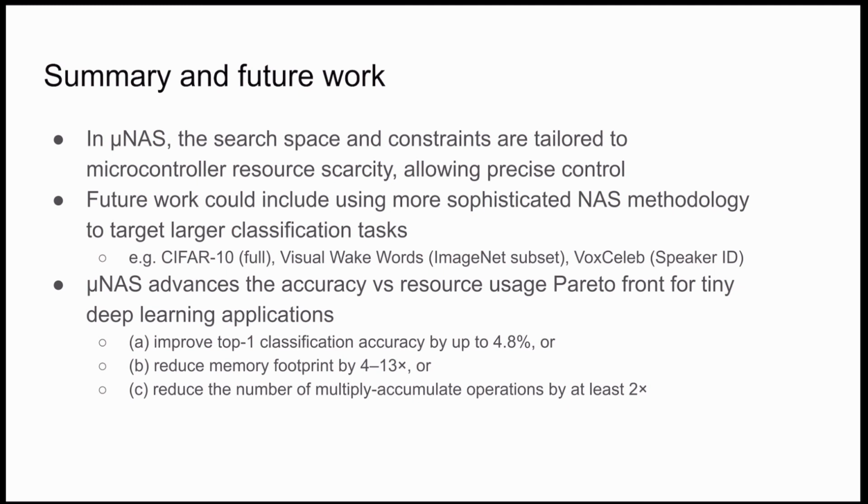Specifically, overall, mNAS improves top 1 classification accuracy by up to 4.8%, or reduces the memory footprint by 4 to 13 times, or reduces the number of multiply-accumulate operations by at least 2 times.